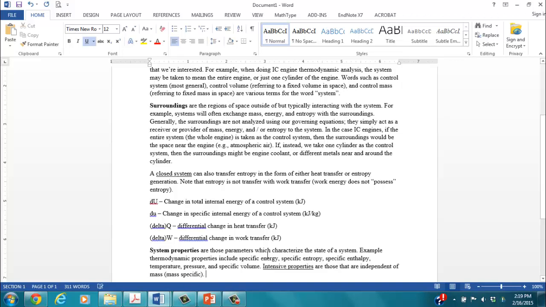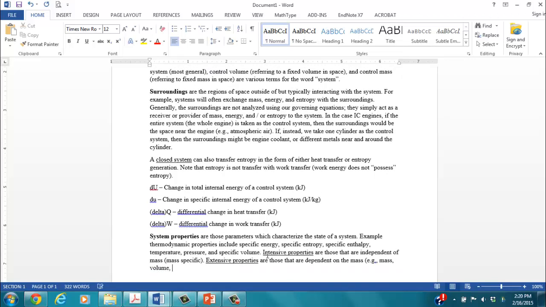And just to remind you, since we've defined intensive, we might as well go ahead and define extensive. Extensive properties are those that are dependent on the mass. Examples of these are mass, of course, volume, and total internal energy, or big U, total enthalpy, or big H, and total entropy, or big S.